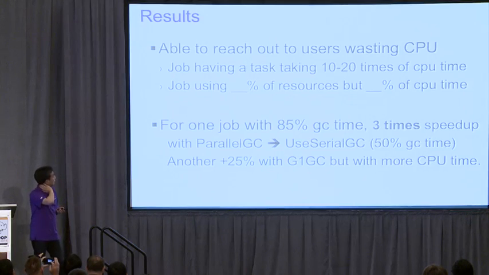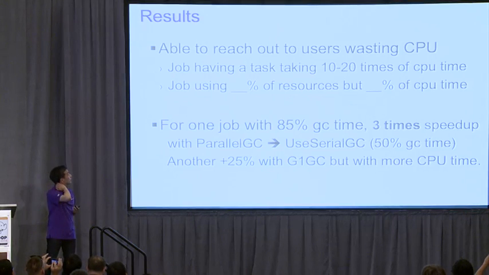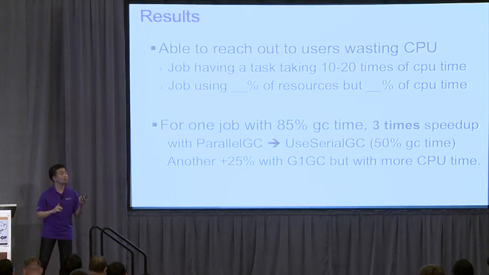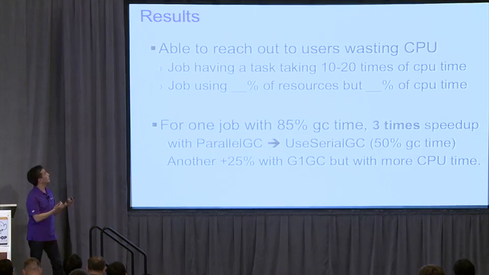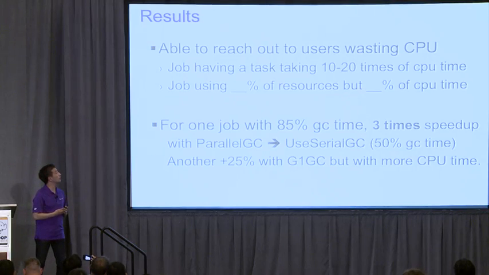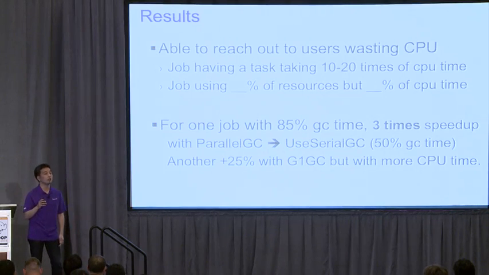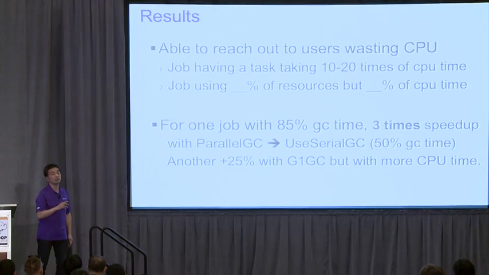So by that, I was able to gather the data and show the users, OK, this job is taking 10 to 20 times the CPU. This job has a task that's eating 10, 20 CPU threads and affecting the health of the cluster. And sometimes I would be able to say, OK, this job is using 0.1% of the entire cluster capacity, but in total, you're using 10 times that for the CPU time. Those numbers were helpful for me when I reached out to the users.